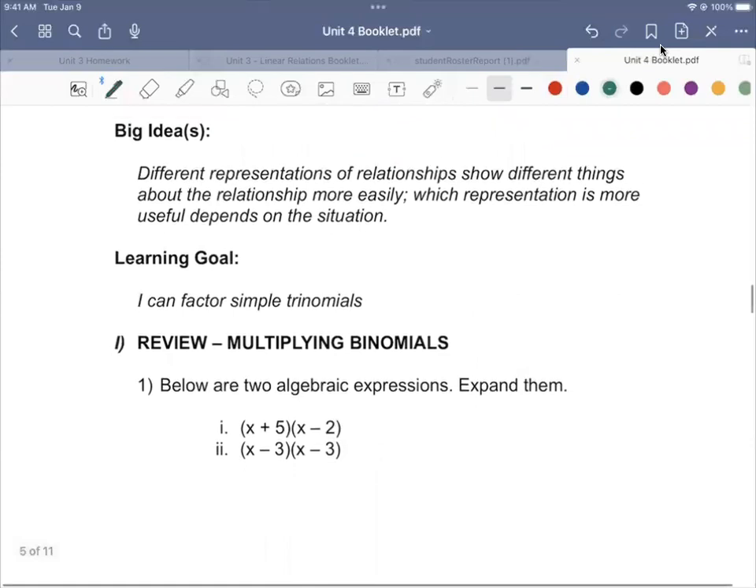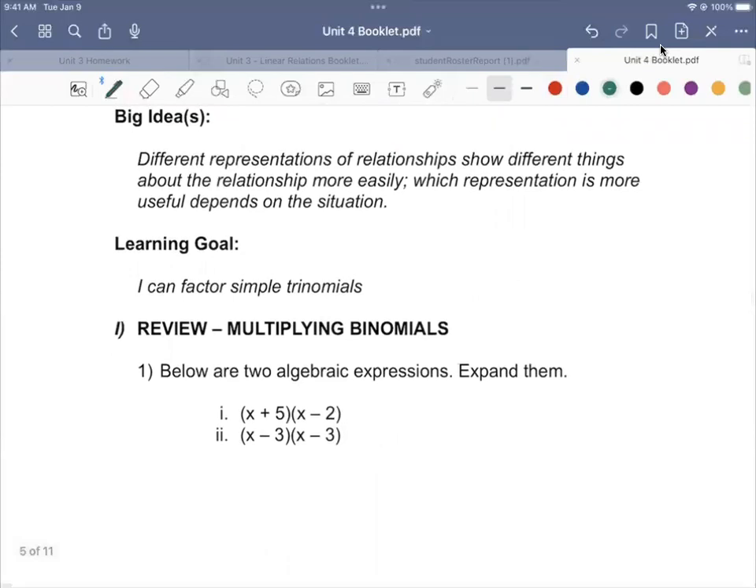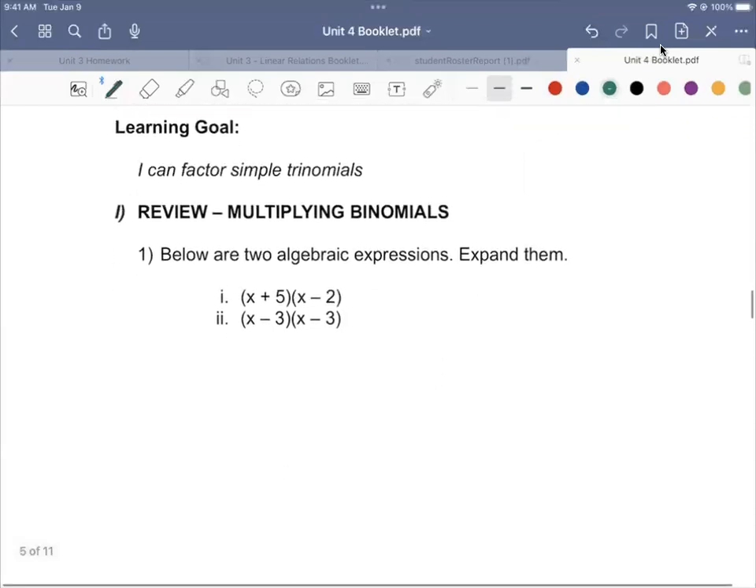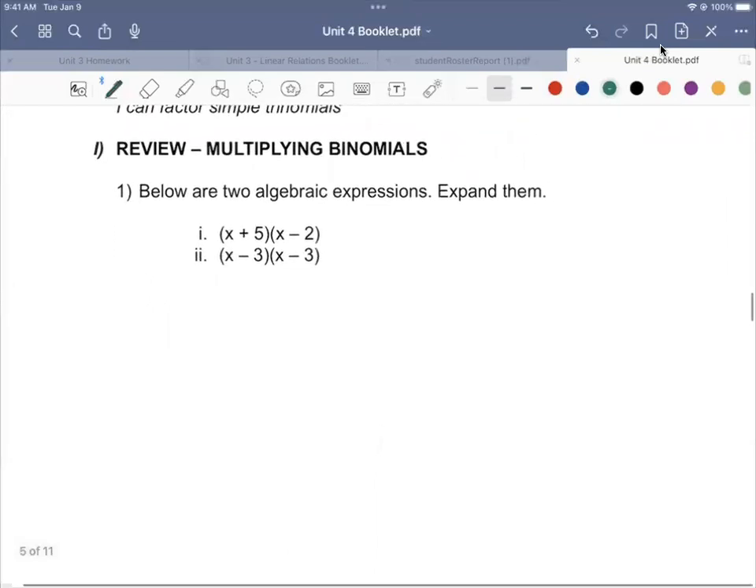So when we take a look at this, there's a specific way that we can expand them out, and we are going to learn how to do that today. So the first thing that we're going to look at is just multiplying binomials. Remember, we've been doing this for a few units now. I'm going to do x plus 5 times x minus 2.